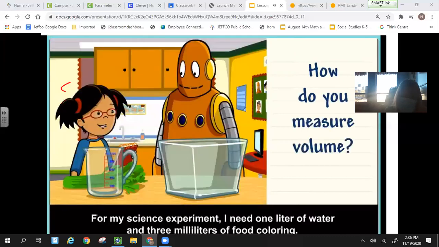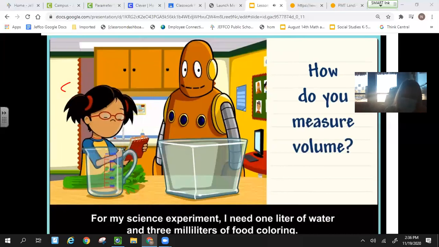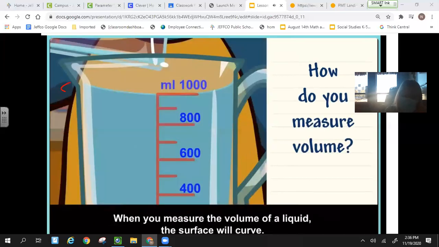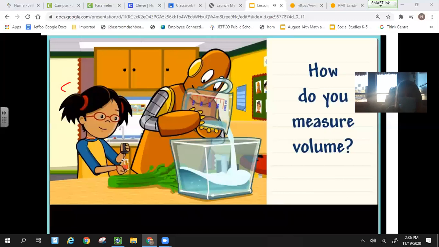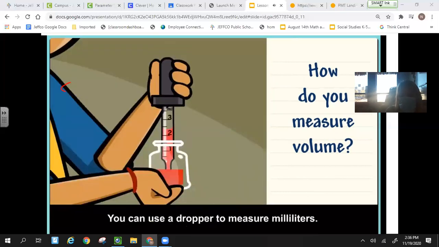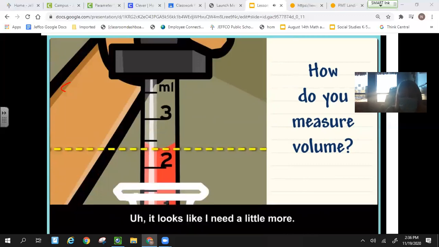For my science experiment, I need 1 liter of water and 3 milliliters of food coloring. I'm going to use a measuring cup to measure the water. When you measure the volume of a liquid, the surface will curve. Look at where the bottom of the curve lines up with the numbers on the measuring cup. Now I need 3 milliliters of food coloring. You can use a dropper to measure milliliters. Remember, look at where the bottom of the curve lines up with the numbers. It looks like I need a little more.